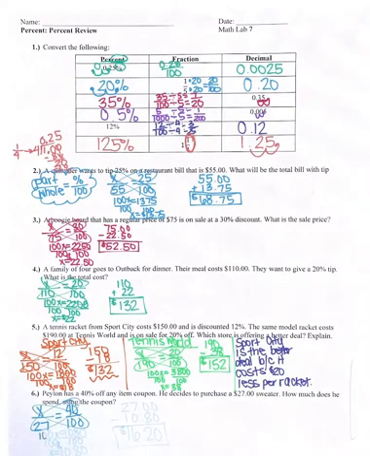Cross multiply. So we get 100x equals 1,080. Divide both sides by 100, and we get x equals $10.80. This is a discount, so what we need to do is take that original cost of $27, subtract $10.80 to see how much it's going to cost us. So when we subtract, we get $16.20.